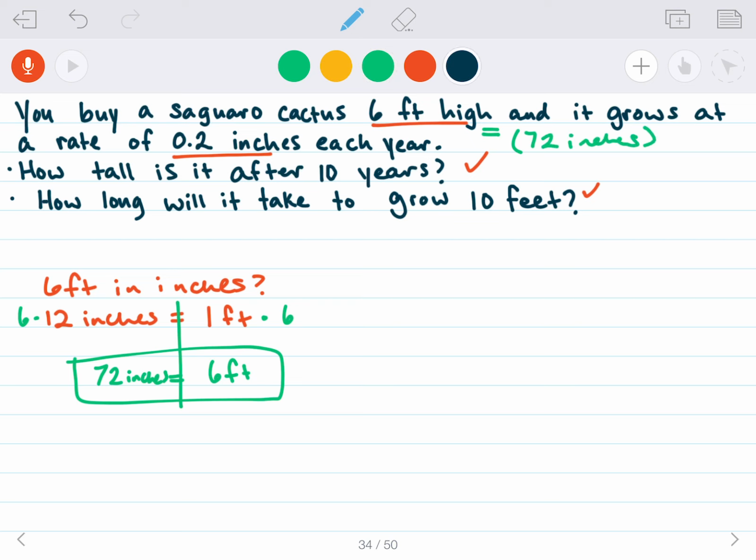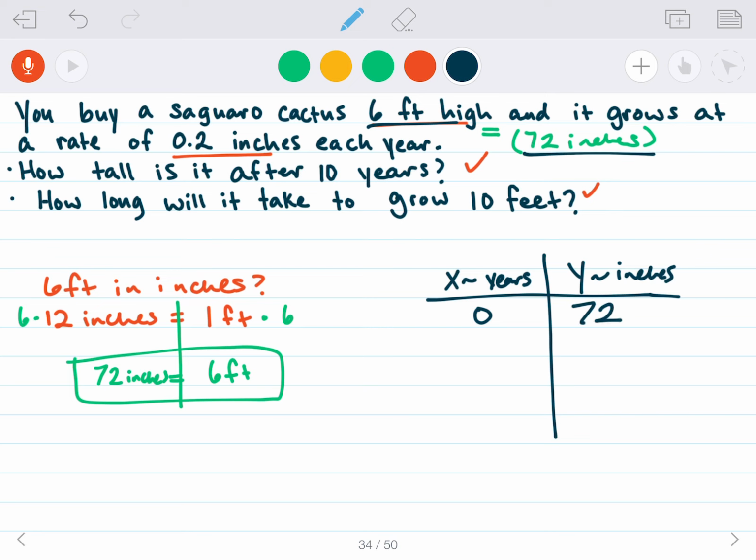And we can go ahead and make a table for this. So we have x and we have y. And what does x represent and what does y represent? Well, x is time. So here our time unit is in years. And y, the output, is going to be how tall the cactus is, right? And that's going to be in inches. So at year 0, how tall is it? Well, it's 6 feet high, which is 72 inches. So when x is 0, y is 72.